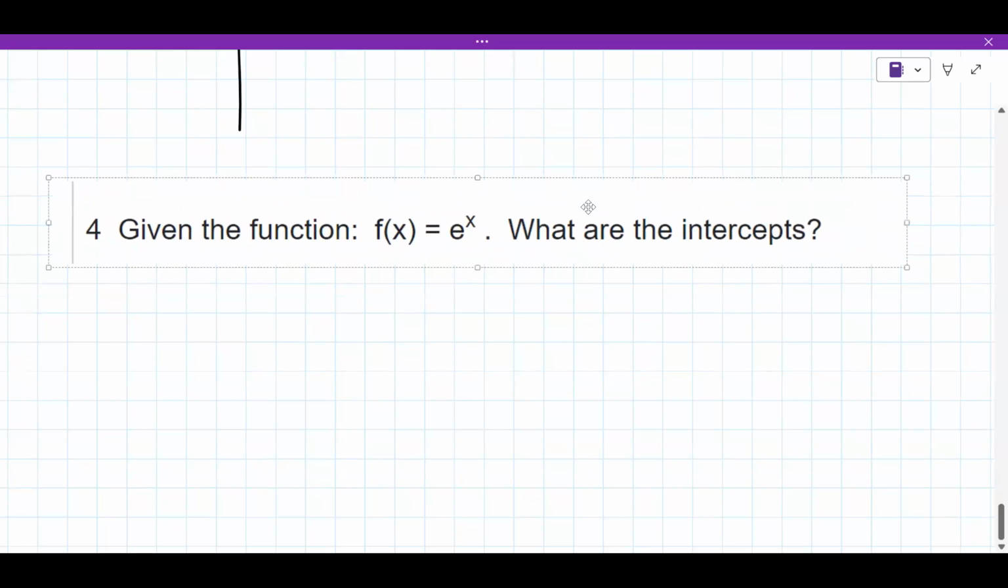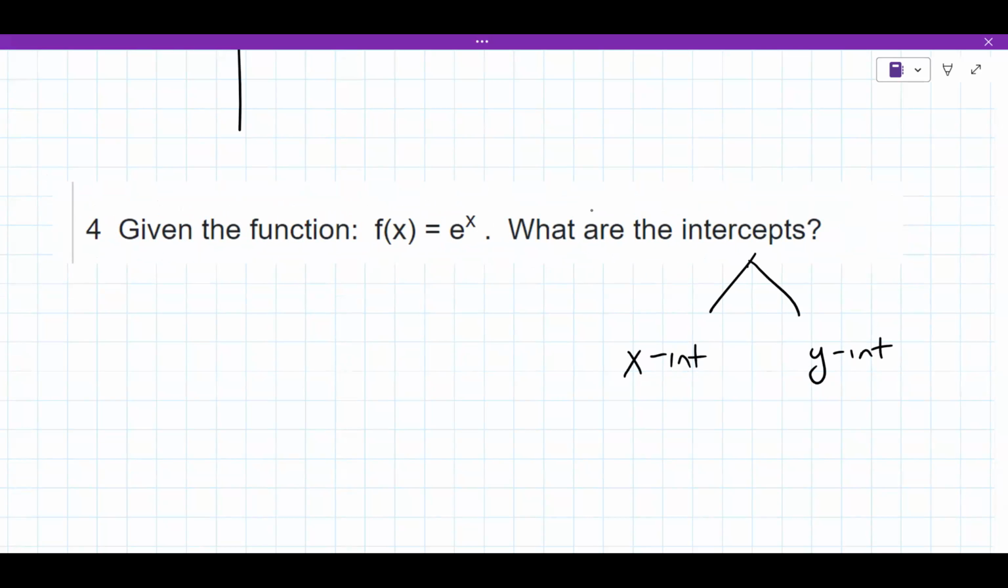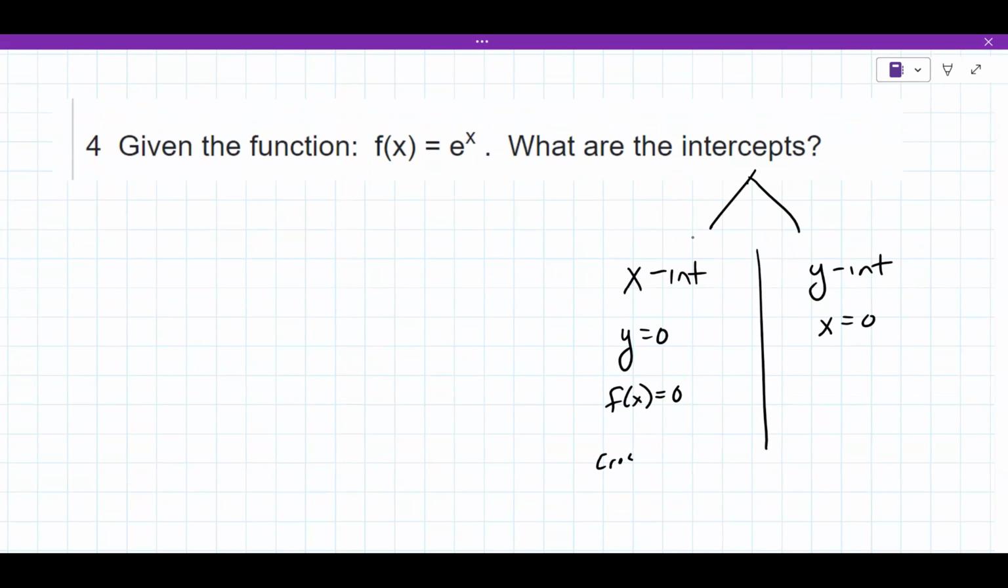All right. It says, given function f of x equals e to the x, there are 2 types of intercepts: x-intercepts and y-intercepts. X-intercepts are when y equals 0, or you can think of it as f of x equaling 0. And y-intercepts occur when x equals 0. Graphically, an x-intercept is where it crosses the x-axis, and a y-intercept is where it crosses the y-axis.